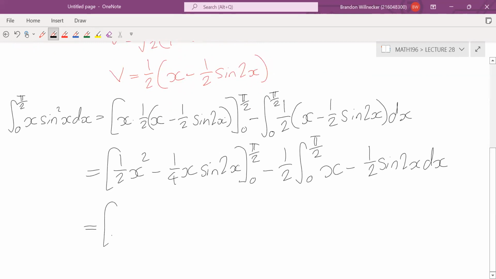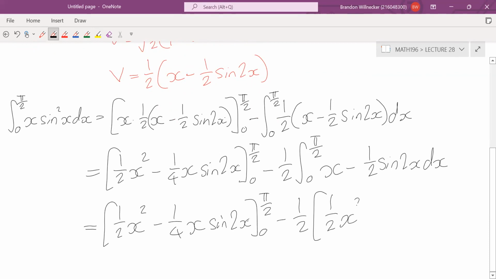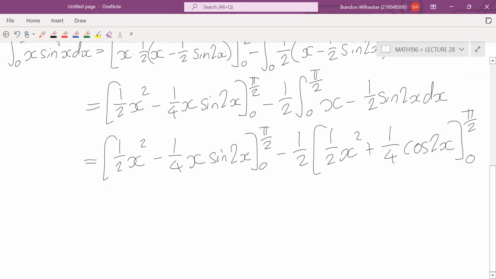So we're going to have 1/2 x squared minus 1/4 x sine 2x from 0 to pi over 2 minus 1/2. And then we're going to get 1/2 x squared. Then we're going to have plus 1/4 cos 2x. Okay, the sign becomes a minus cosine. And then we have the factor of 1/2 from 0 to pi over 2. Okay, good. So everything's integrated now. We just need to evaluate all of this at the upper bound and then at the lower bound.